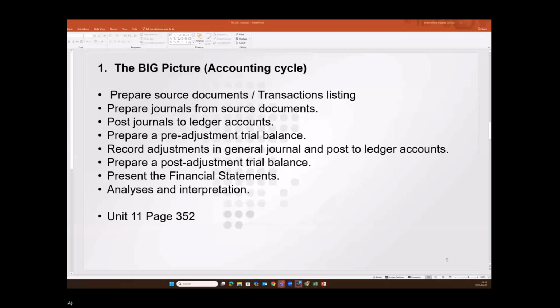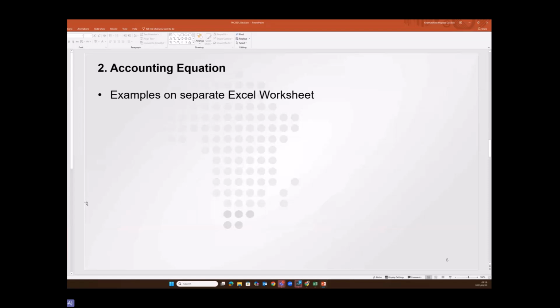Let's move on to the next topic, number 2 of 7. The next topic deals with the accounting equation, of which I have prepared something that we will do together.